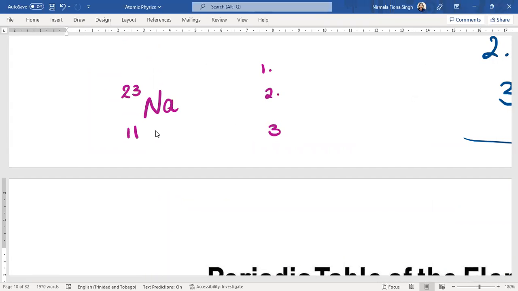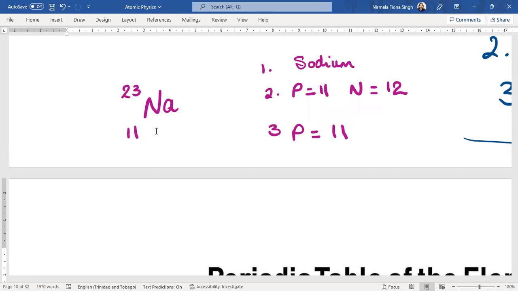What element is Na? Sodium. How many protons are in sodium? 11. So if protons are 11, how many neutrons are in sodium? 12. All right.